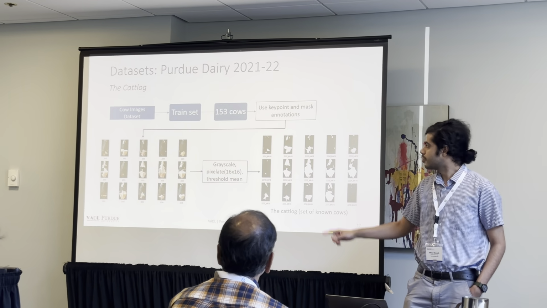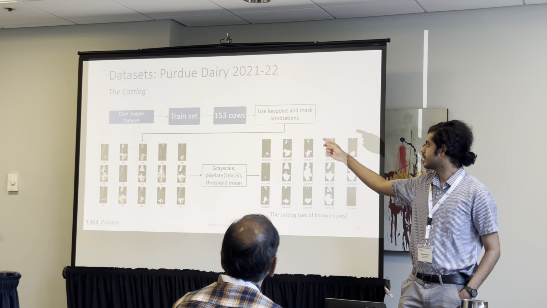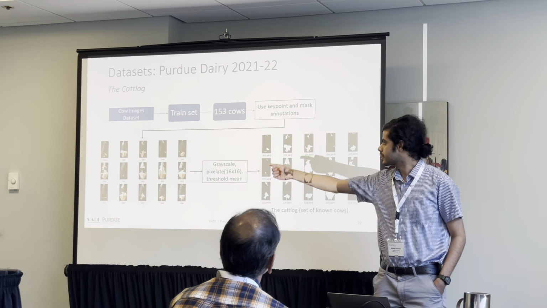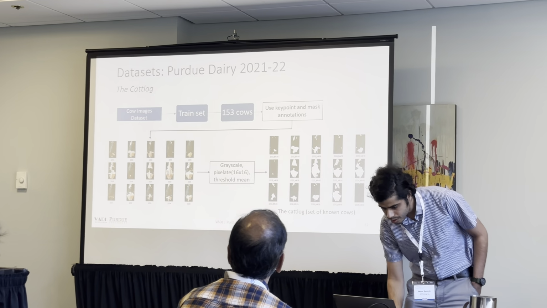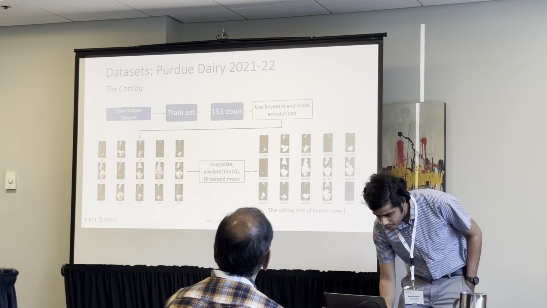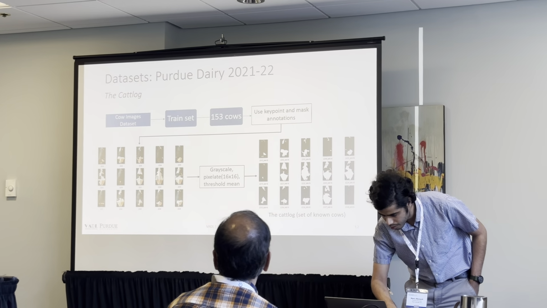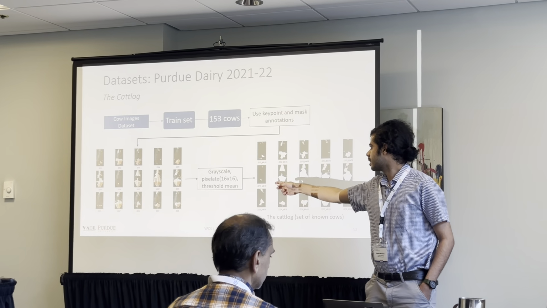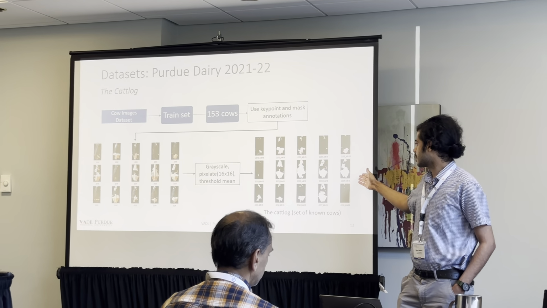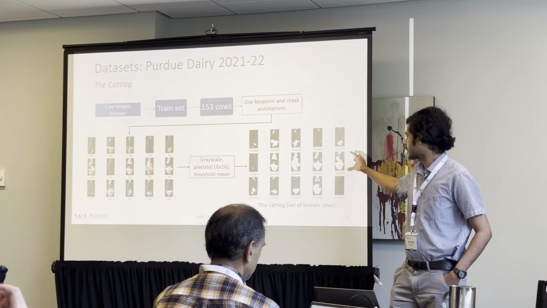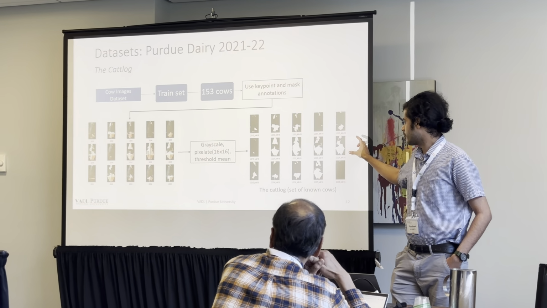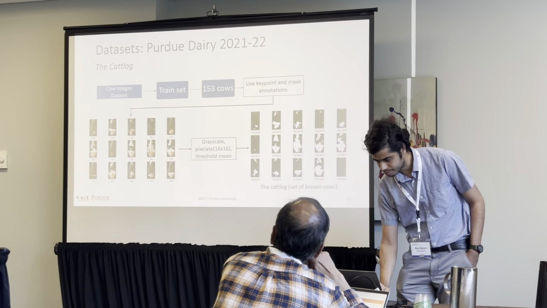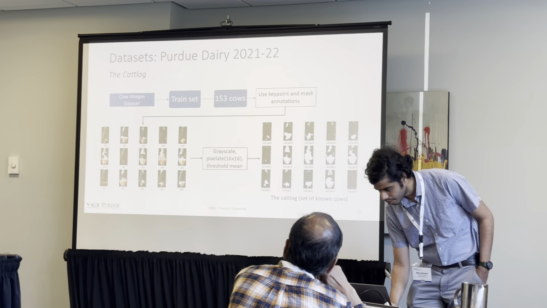So from the cow images data set, the train set, we took the 153 cows. We used the keypoint and mask annotations to obtain images like that. We took the images like that, and then we grayscaled, pixelated, and thresholded the mean to obtain images like this. So these are the pixelated binarized cow cropped images, what we call the catalog, or the set of known cows. They can be stored as bit vectors.